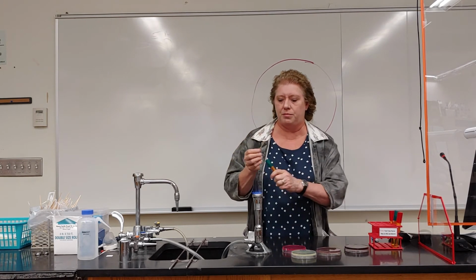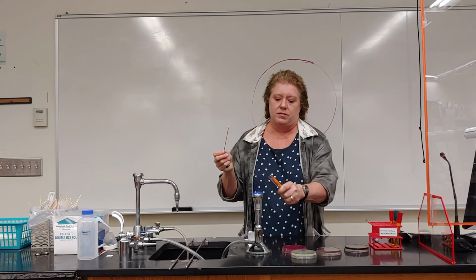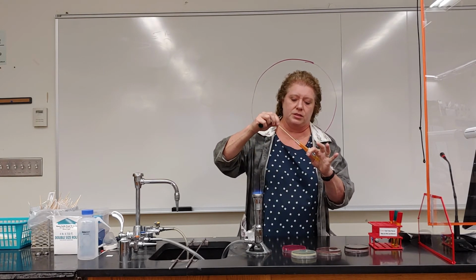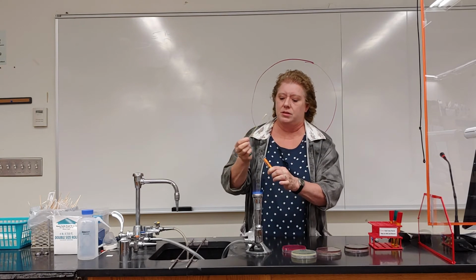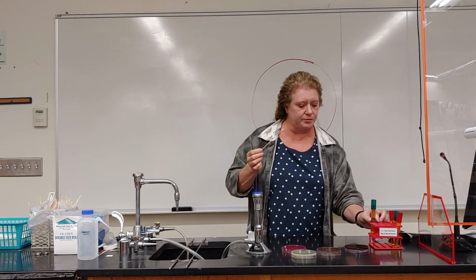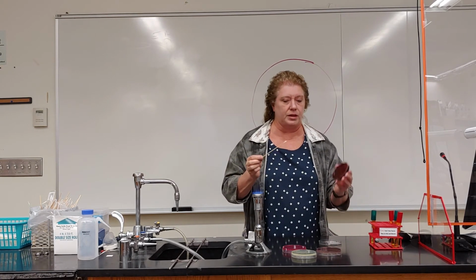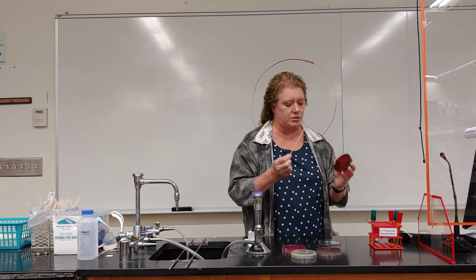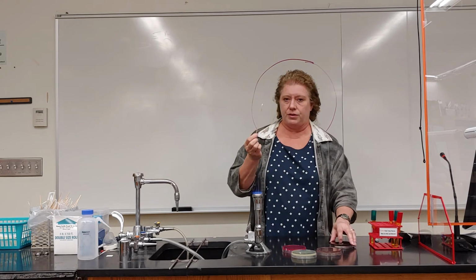Lastly, we're going to pick the tube up again. Flame the top. Go in. Get some bacteria on your swab. Flame the top. Put it down. And then go ahead and inoculate your last plate, which is the EMB, by swiping back and forth across the surface. Okay, now you're finished with this swab.